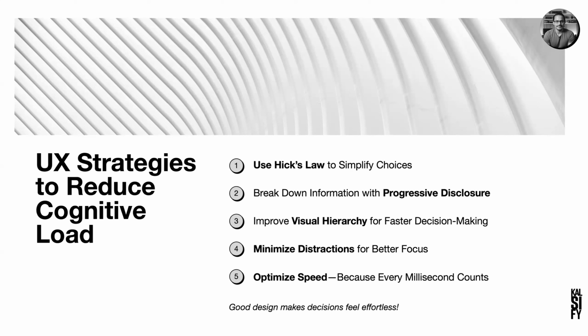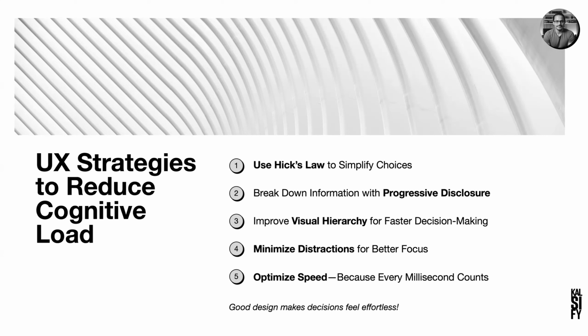Improve visual hierarchy for faster decision making. Users need clear, scannable content to avoid decision fatigue. So use bold headlines and contrast to make key actions stand out. Follow the F pattern or Z pattern for content layout. And keep important buttons large and visible. For example, on Amazon's product page, the Add to Cart button is bold, yellow, and impossible to miss.